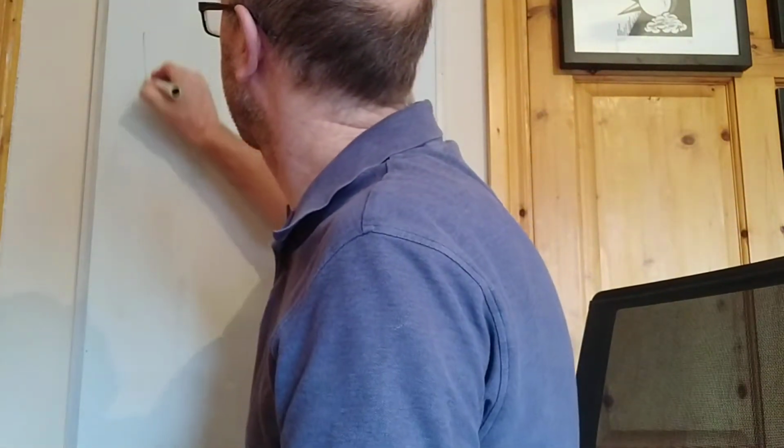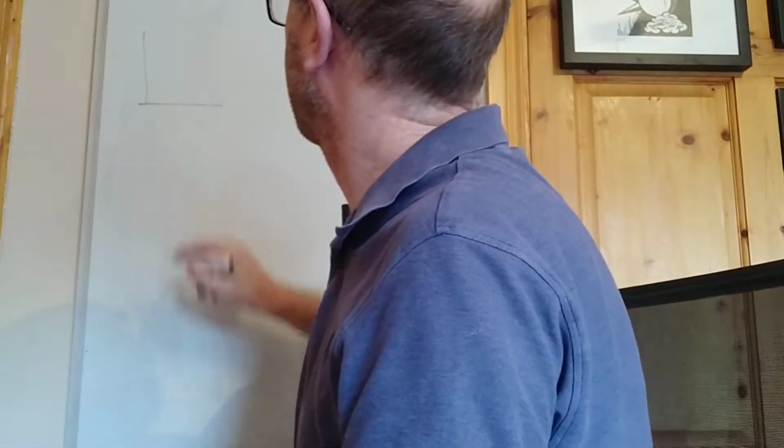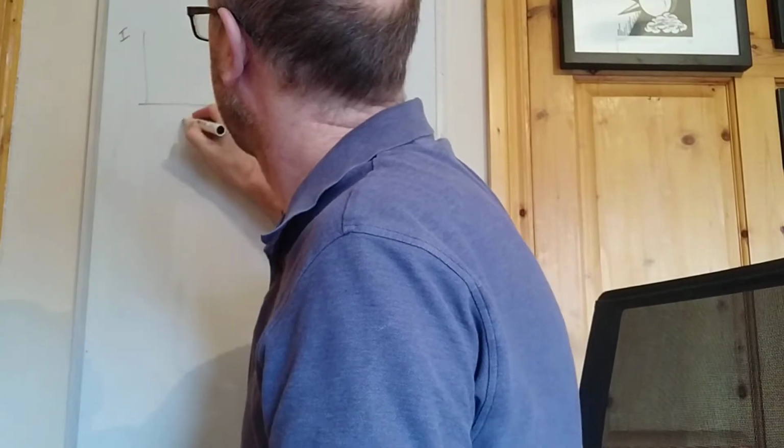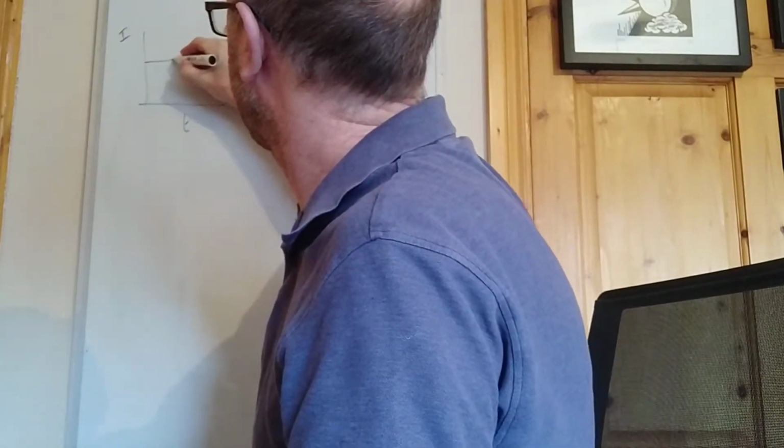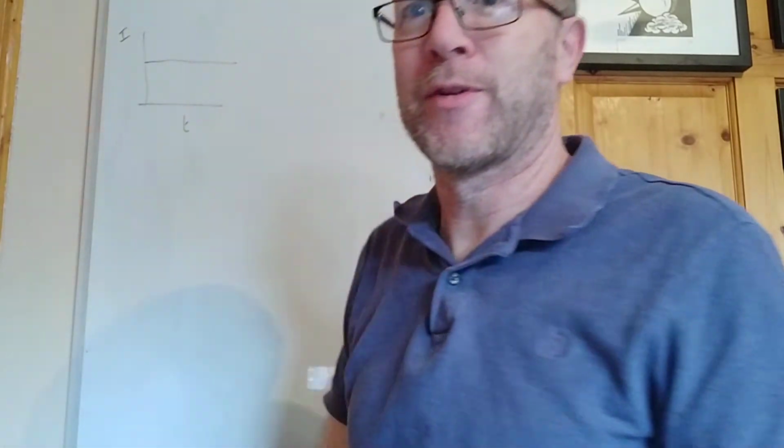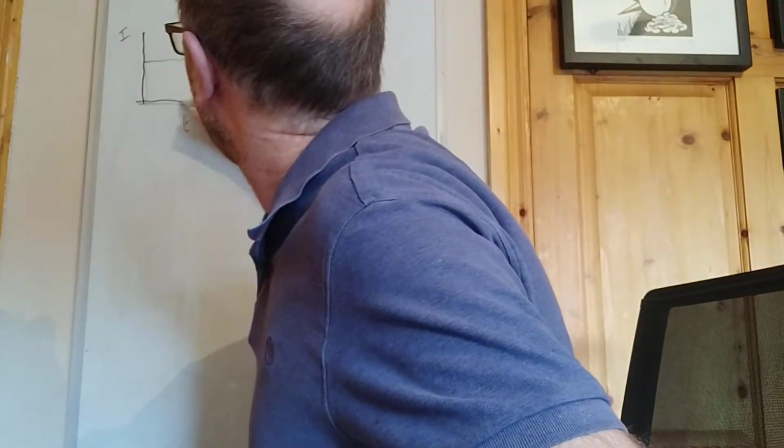So we'll just draw the graph associated with it. Okay, so we'd have current against time, and quite simply, as time goes on, the current stays exactly the same. That's supposed to be a straight line. As time goes on, current stays exactly the same.